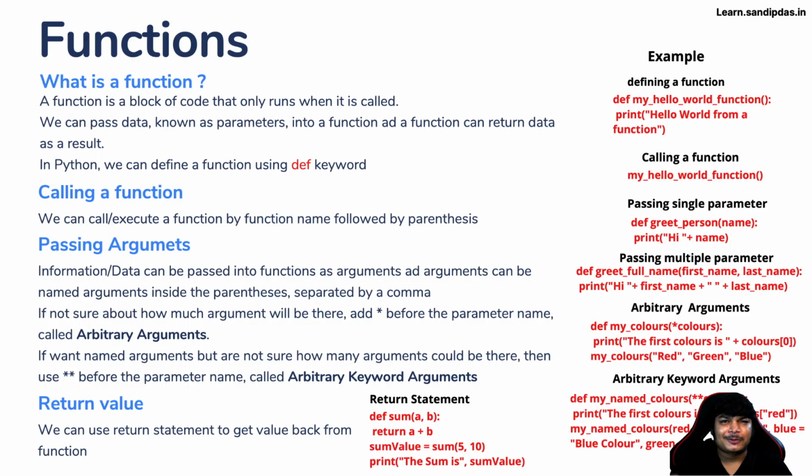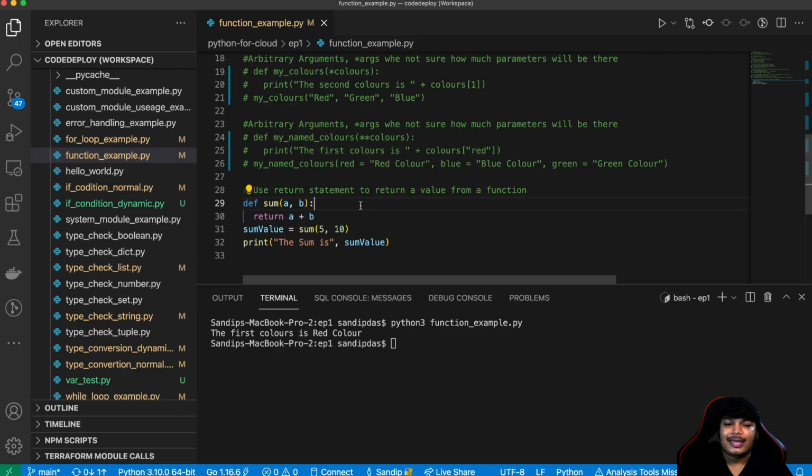Okay, now let's learn about the return value. We can use the return statement to get a value back from a function. This is very useful, and in our upcoming episodes it will be very important, so understand that very carefully. Now let me show you a return value example. Here you are defining a function called sum, and you are accepting 2 arguments, a and b, and inside the function block we are saying return a plus b, which is the sum of a plus b. Then in the sum_value variable we are calling the function.